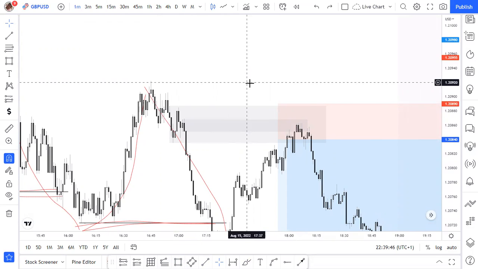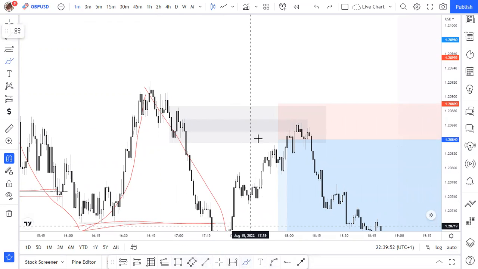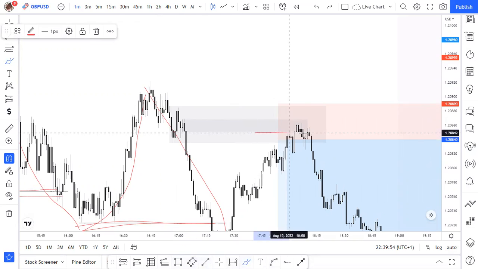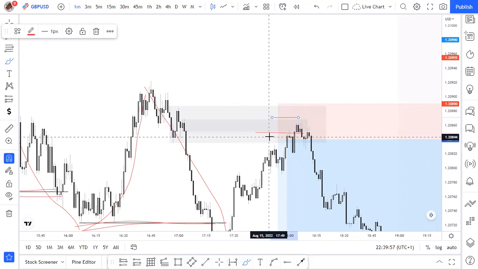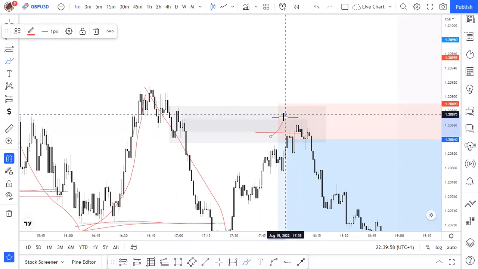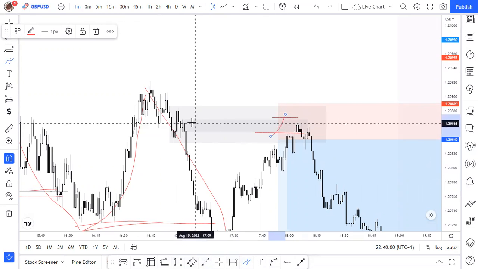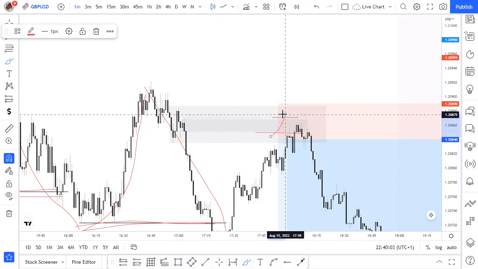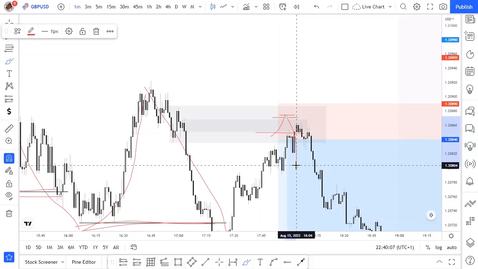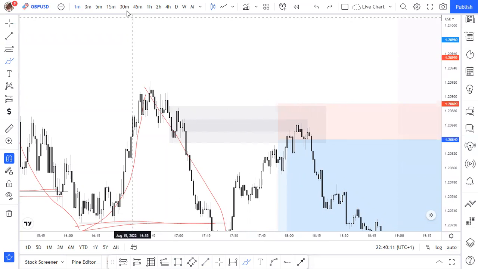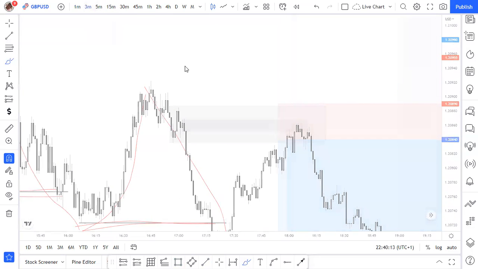I don't want to be in a situation whereby I set my limits somewhere here, and stop loss here, and then price just comes up a little bit above this particular candle, tags my stop loss, and then goes in my direction. I really don't like trades like that, so I try to avoid them. So I normally just go up and down time frames.